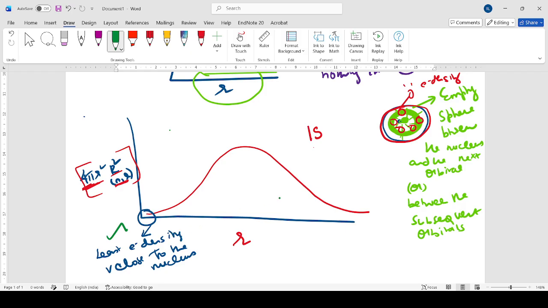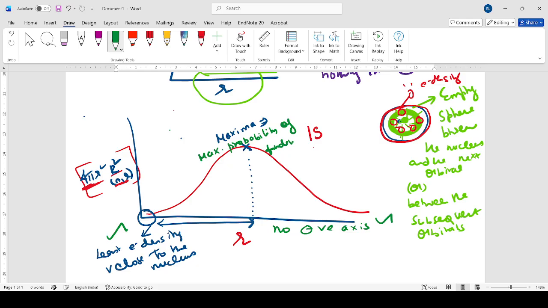What is the next problem? There is nothing in the negative axis. No negative axis is there. So another problem also got solved. What you are seeing right now is showing you the maximum probability of finding the electron around the nucleus at a certain distance from the nucleus. This maxima tells you about maximum probability of finding the electron away from the nucleus at a certain distance.